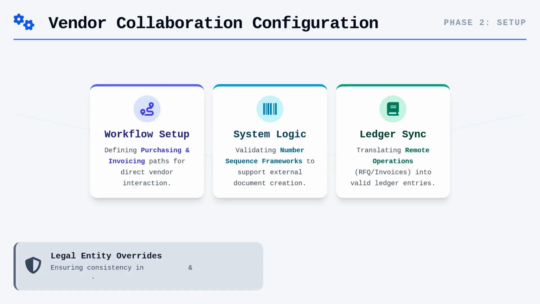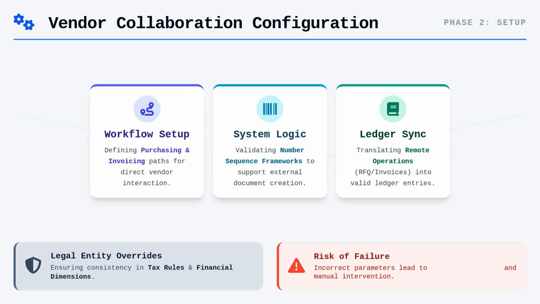This requires rigorous validation of legal entity overrides to ensure that tax rules and financial dimensions remain consistent across the exchange. Without these parameter configurations, the system may reject external updates, necessitating manual intervention that defeats the purpose of an automated collaboration portal.